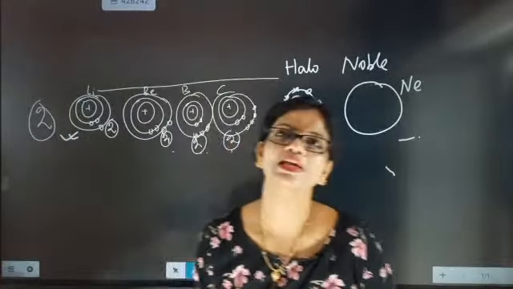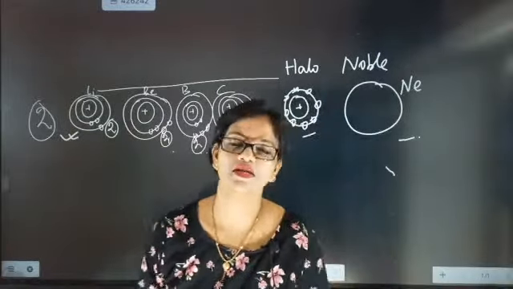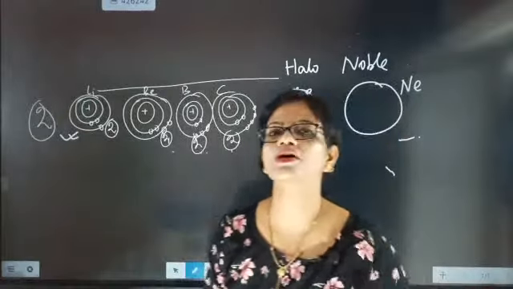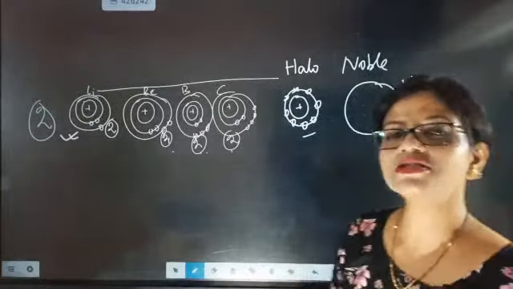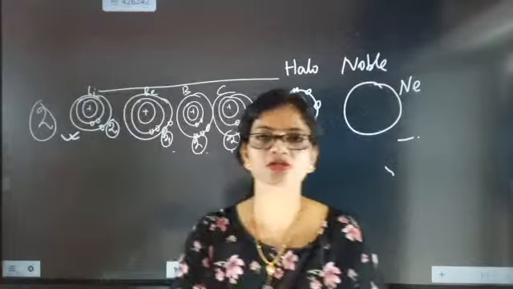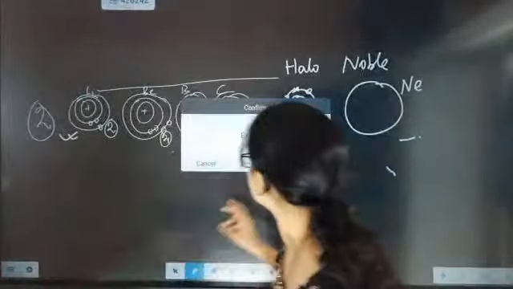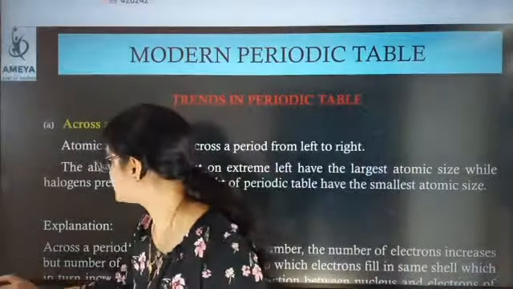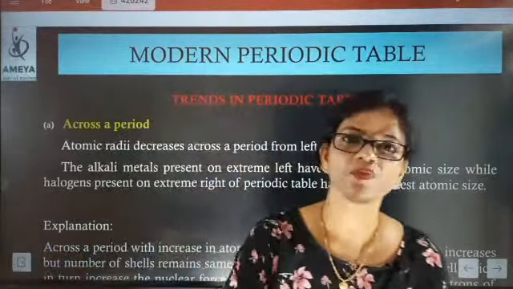Stable, absolutely correct. Stability is one of the reasons, and, beta, van der Waals radius. So the noble gases have van der Waals radius. I am going to discuss van der Waals radius, covalent radius and metallic radius. These 3 radii I am going to discuss now, because I am discussing atomic radius. So what exactly is van der Waals radius? Noble gases are having van der Waals radius.